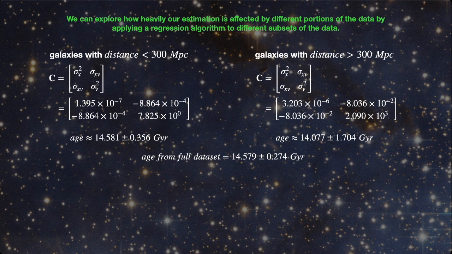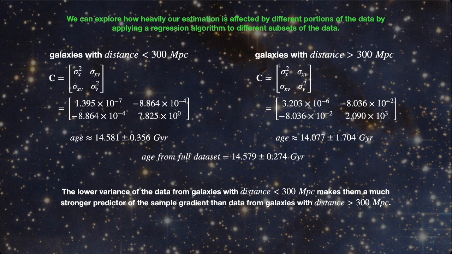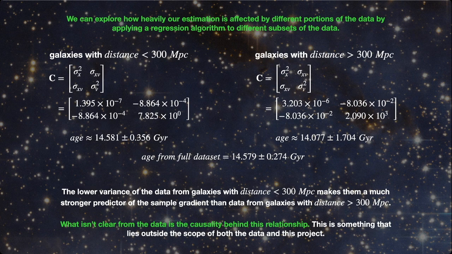They give us a much narrower range of possible values for the slope. And because of this, they actually end up being a much better predictor for the data set as a whole, for the gradient of that data set, and thus for our true approximation for the age of the universe. Thus concludes this presentation.